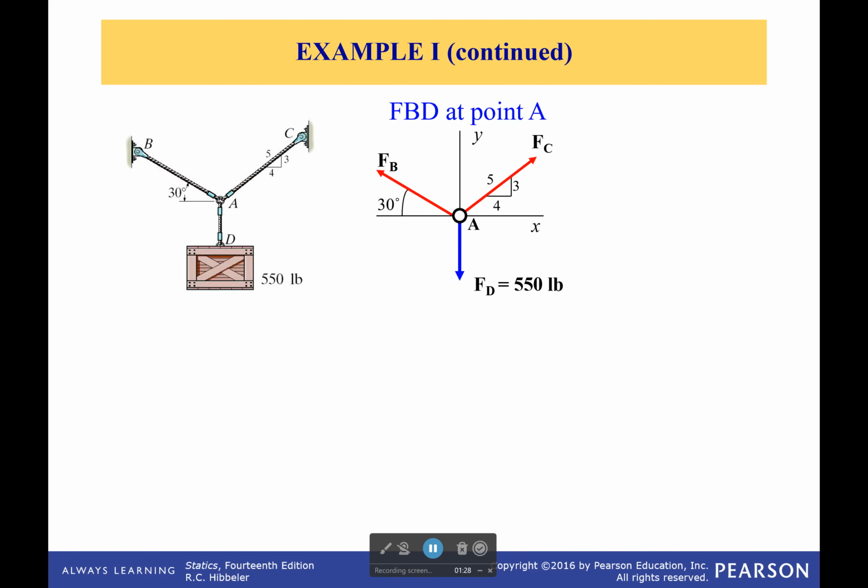So first off, a free body diagram. We cut everything. We draw a little circle here. We get rid of everything outside of it, and we replace it with these forces. We know what the force going down is. That's 550 pounds. We don't know either one of these forces, so we need to solve for them. But hey, that's only two unknowns, and we've got two equations, so we should be able to solve.